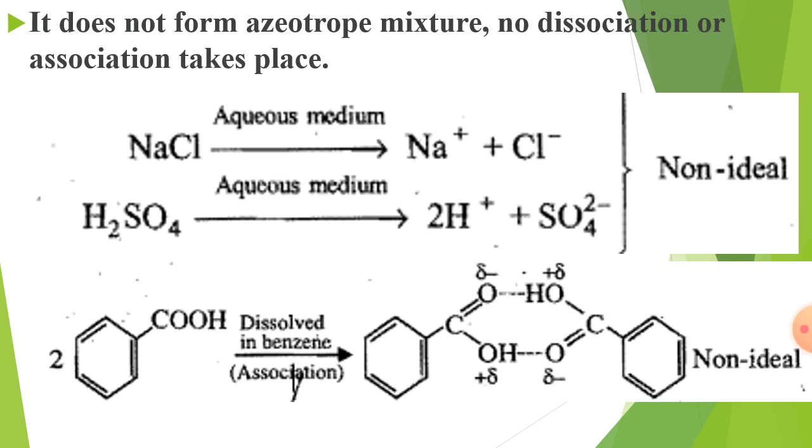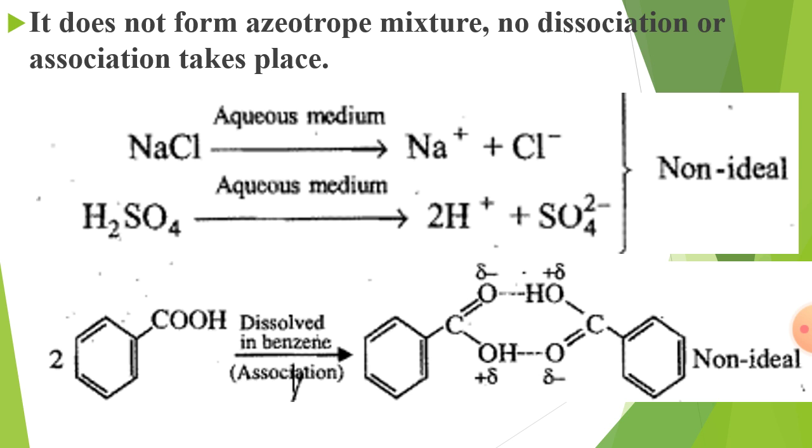Ideal solution also does not form azeotropic mixture, that is constant boiling mixture. Neither dissociation nor association takes place. Some examples are given below to explain dissociation and association, which are not a property of ideal solution. This is basically a property of non-ideal solution.